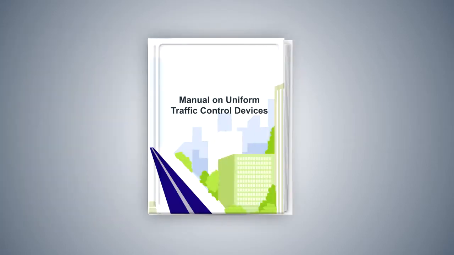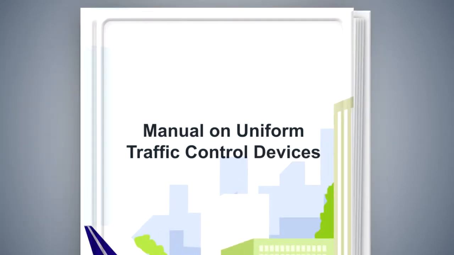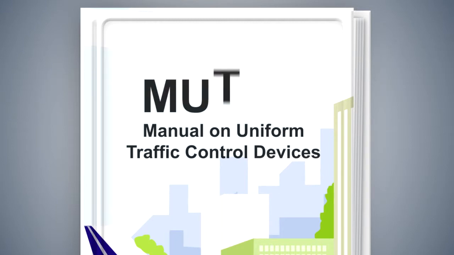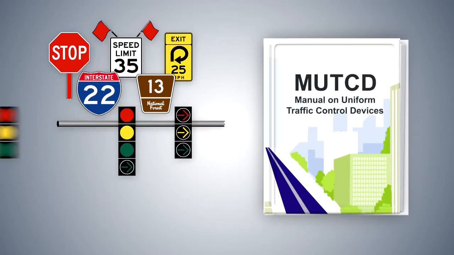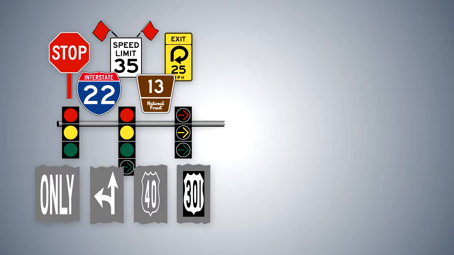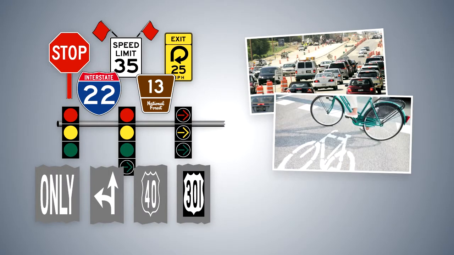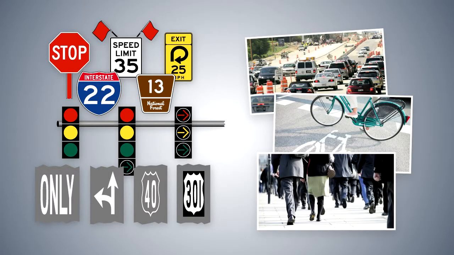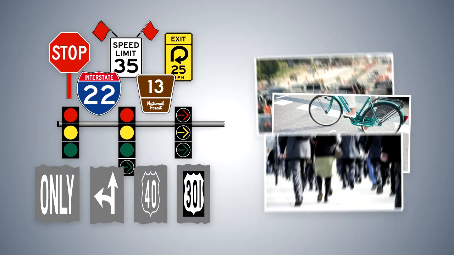Every transportation agency in the United States uses the Manual on Uniform Traffic Control Devices, or MUTCD, to deploy signs, traffic signals, pavement markings, and other traffic control devices that route traffic and alert motorists of potential hazards. This standardized method of communication helps road users, no matter where they are in the country, understand the road ahead and how to avoid collisions.